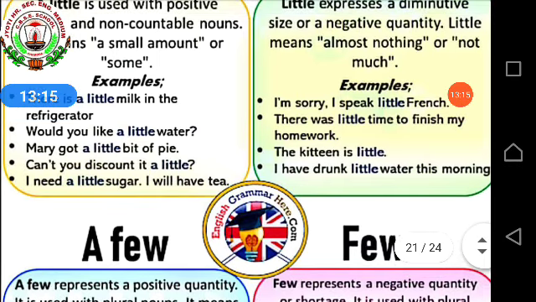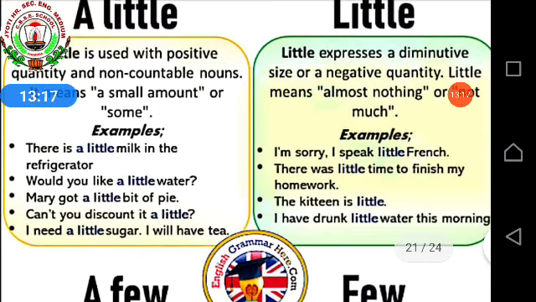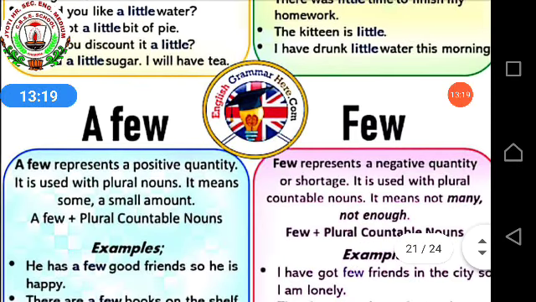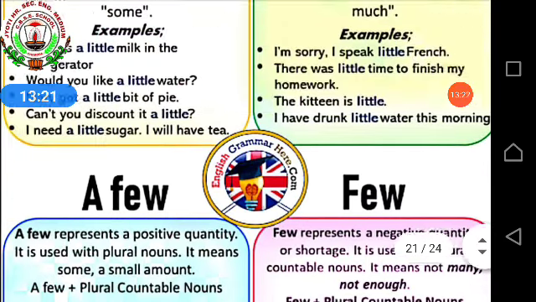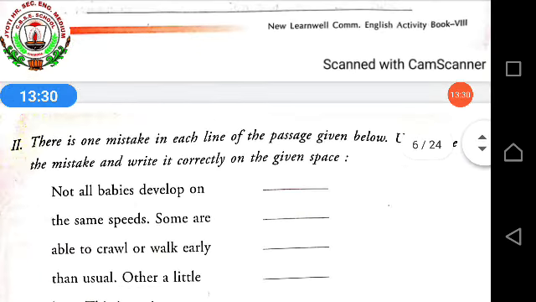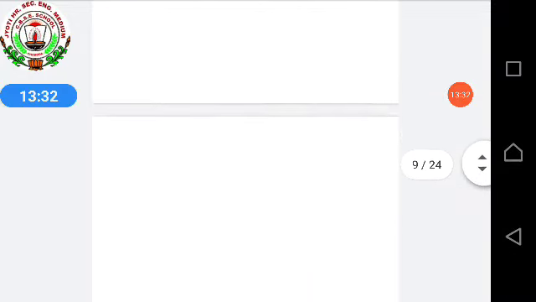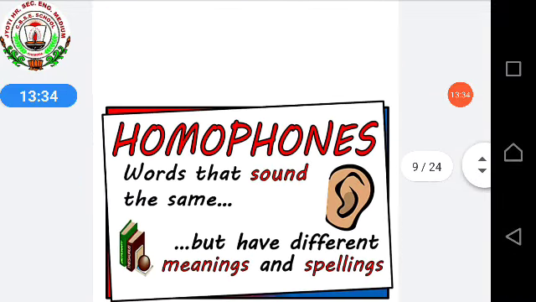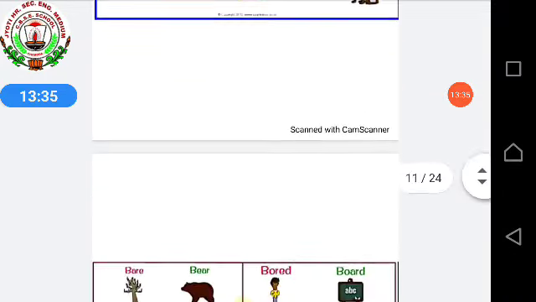Only the difference is we are using a little with non-countable and a few with countable nouns. In the same way, we are using little, this is the negative one with negative quantity, and we are using the positive one, this one. Which one? A few.